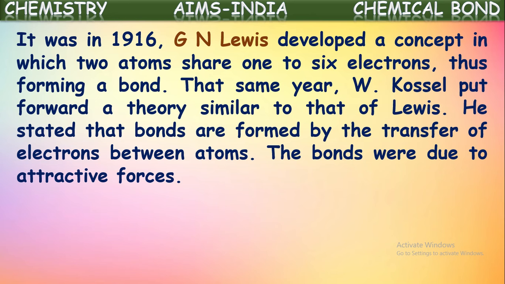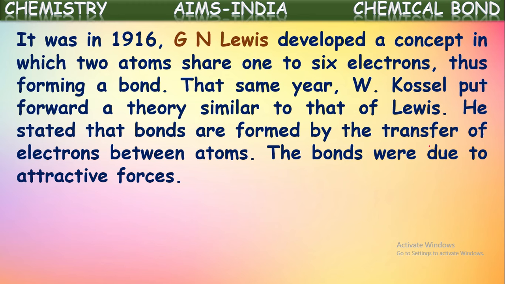It was in 1916 that Lewis developed a concept in which two atoms share one to six electrons, thus forming a bond. That same year, Kossel put forward a theory similar to that of Lewis. He stated that bonds are formed by the transfer of electrons between the atoms. The bonds were due to attractive forces. So here, Lewis and Kossel explained how atoms combine together to form compounds.